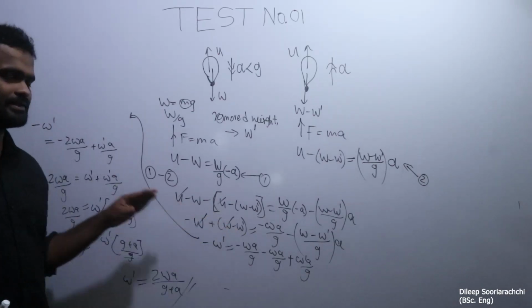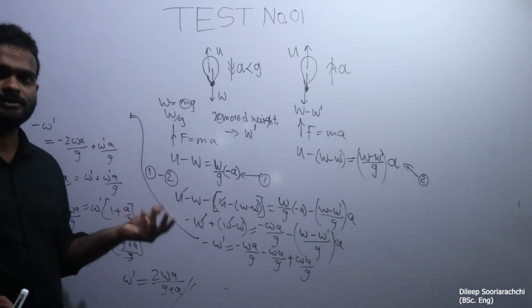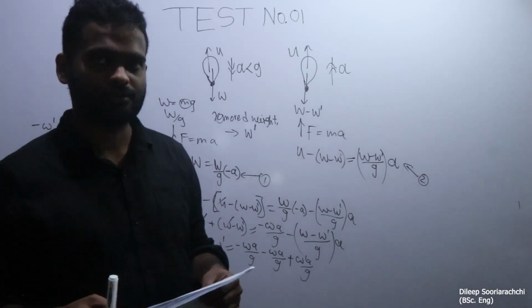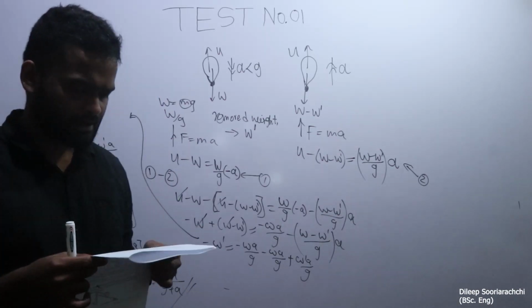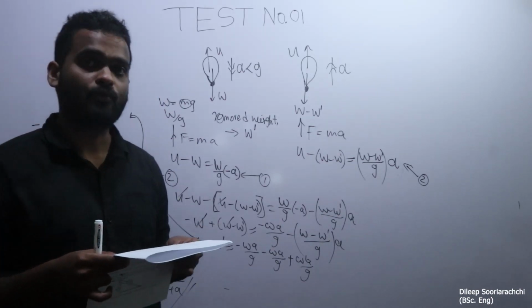So after this one, it is just a simple calculation. You just have to make W dash the subject. It's a simple calculation. So the answer should be the fourth one.